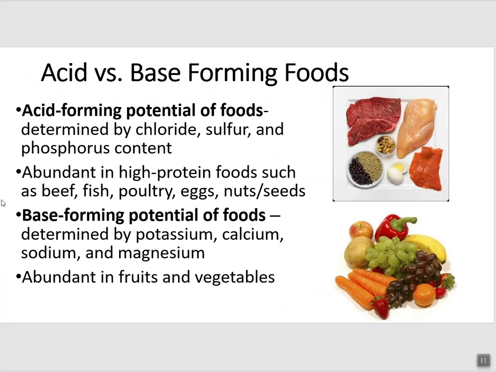Acid versus base forming foods, basically meats, nuts, seeds, acidic vegetables, fruits are going to be the base forming.